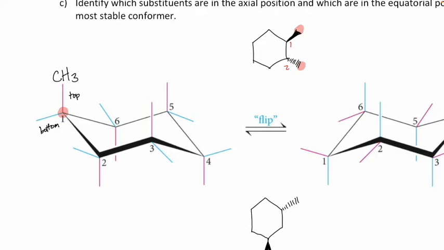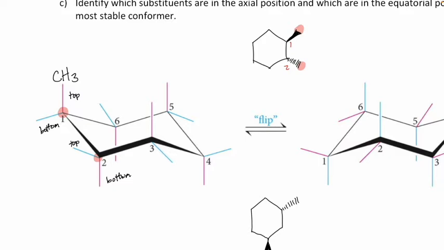Right, because if we move on to carbon 2 here, again, we have one bond on the top and one bond on the bottom. Notice on carbon 1, that top bond is in the axial position. But on carbon 2, that top bond is in the equatorial position.